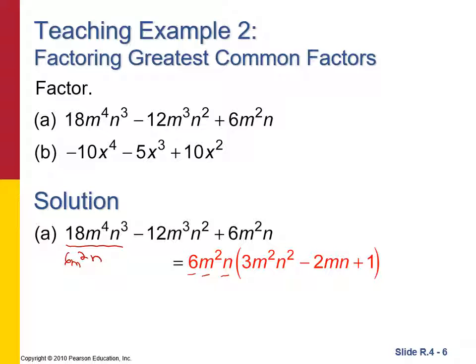So 18 divided by 6 leaves us with 3. m to the fourth divided by m squared leaves us with m squared. And n cubed over n leaves us with n squared. And so notice they did this for each individual term. And notice here at this last one, they have 6m squared n over 6m squared n. So it doesn't go away. What does it leave us with? With 1. So things just don't disappear. It does create another term, and in this case it equals 1.